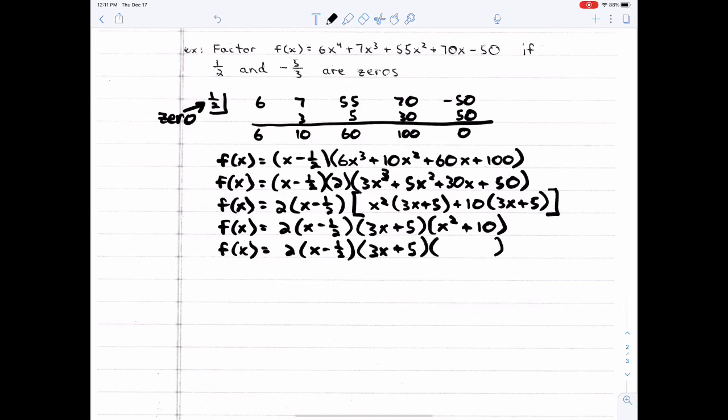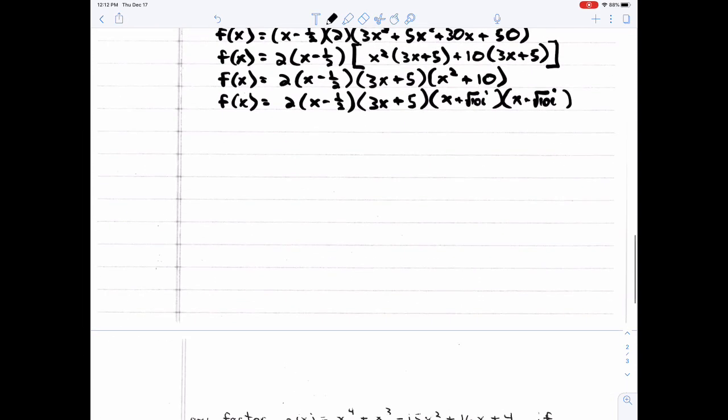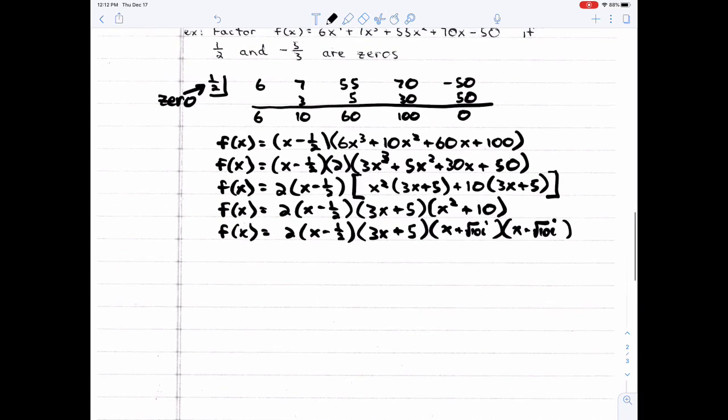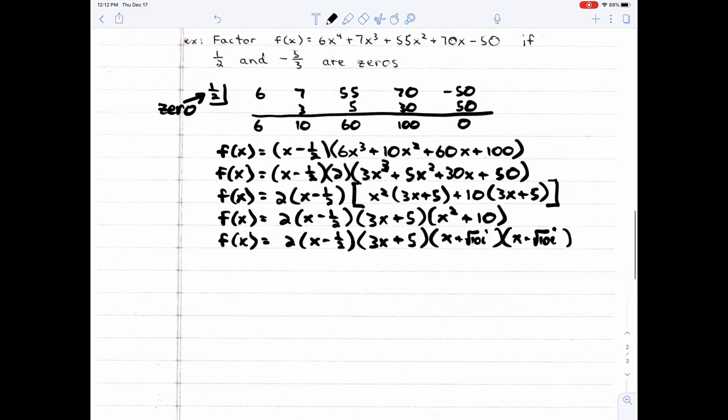And that would be what times what gives us x squared, x times x. What times what gives us plus 10? It'd be plus square root of 10i and minus square root of 10i. Okay? So that's it completely factored. Now, I've got some space here, so I think I'm going to leave that as it is. Okay? That's how you do it if you factor by inspection after the initial division.